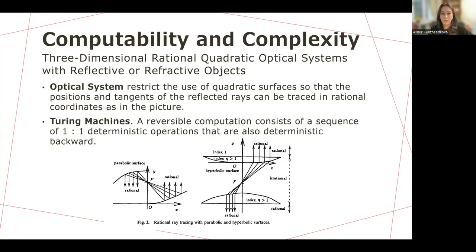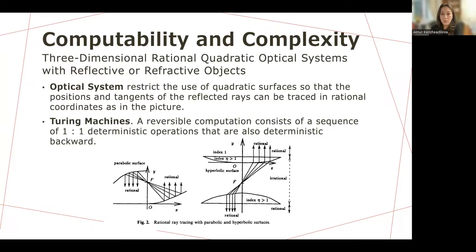Then the optical system. Here's the computability and complexity, and we're going to talk about the optical system and the Turing machines. In the first optical model, it is assumed that each optical system consists of a finite set of reflective objects with linear or parabolic surfaces, or refractive objects with linear or hyperbolic surfaces.